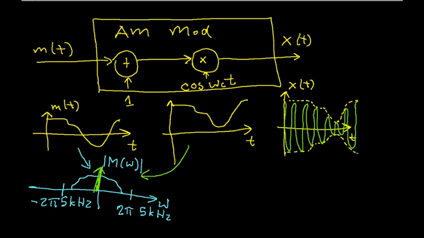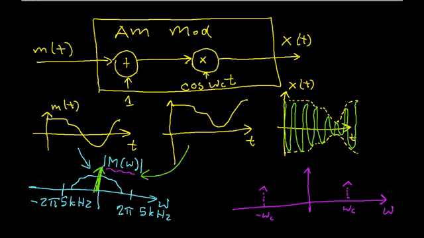When I multiply m of t plus 1 by cosine omega_c t, I am multiplying in the time domain, which means that in the frequency domain I am convolving M of omega plus delta of omega, that's due to the 1, with the Fourier transform of cosine omega_c t. You'll remember that the Fourier transform of cosine omega_c t looks something like this. It's basically 2 delta functions.